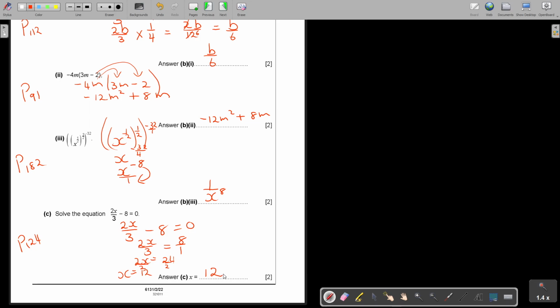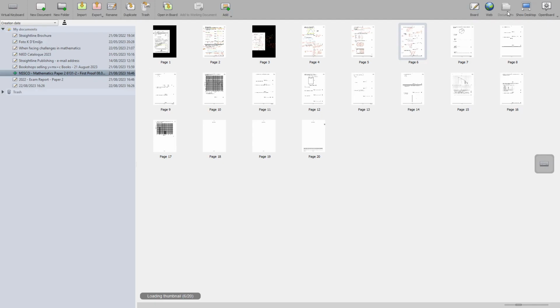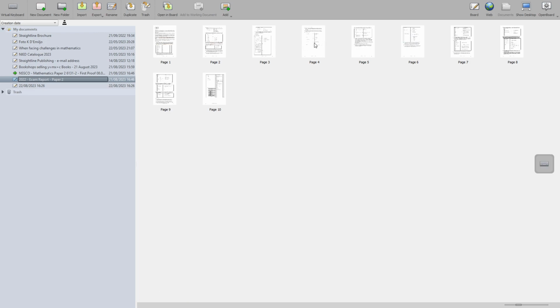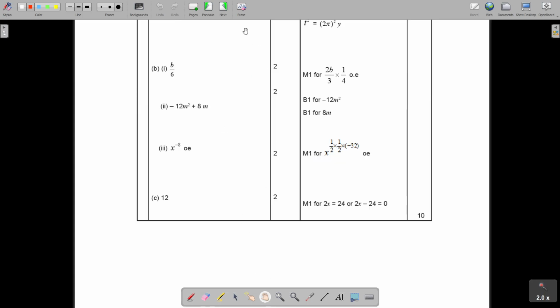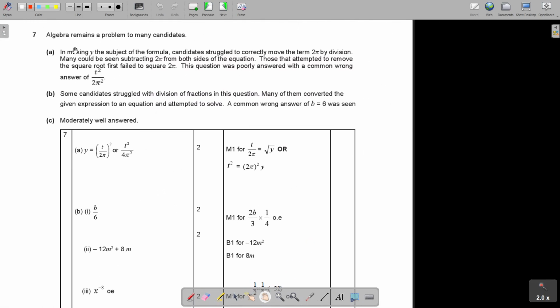Okay, let's go to the exam report and see what they showed us there. I think we're already here. Question 7. Excellent. Okay. So, algebra remains a problem to many candidates. So, you must start with the basics, and I think I did it in the books, and then work up to the more difficult things.